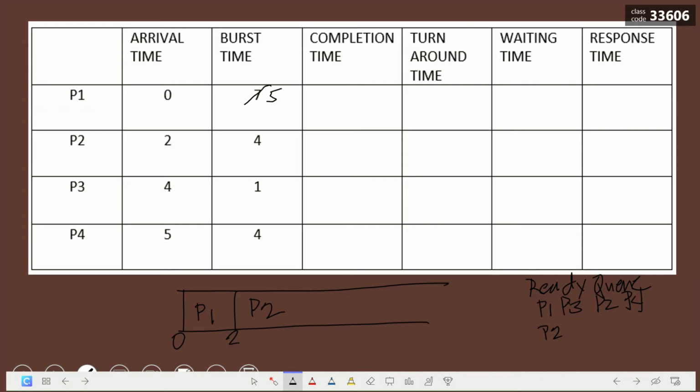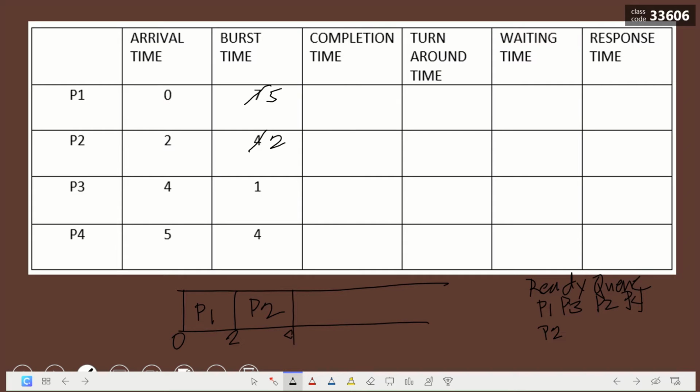Now, for P2, we need to deduct it from the next arrival time of the CPU. However, the arrival time of P3 is 4. We cannot subtract the burst time because it will become 0. So instead, use the arrival time of P3 minus that of P2. So 4 minus 2 is 2. So this will become 4 in our Gantt chart.